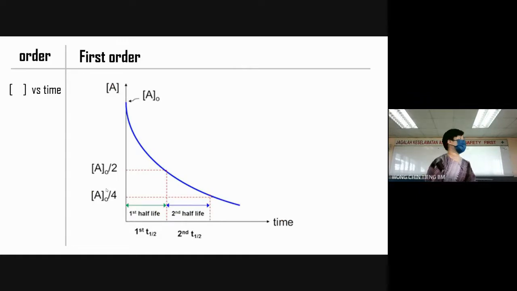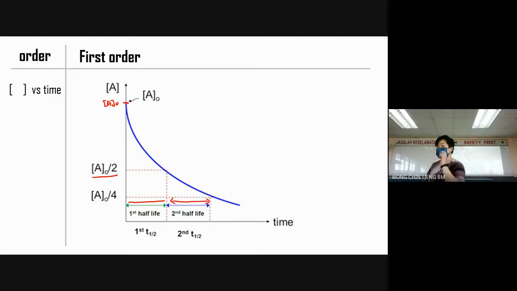Find the second half-life. Let's see, if it is first order, that is my initial. Half of it, that is my A0 divided by 2. So you get the first half-life from here. Okay? Then A0 divided by 2, half again. So A0 divided by 4, extrapolate, you get the second half-life.